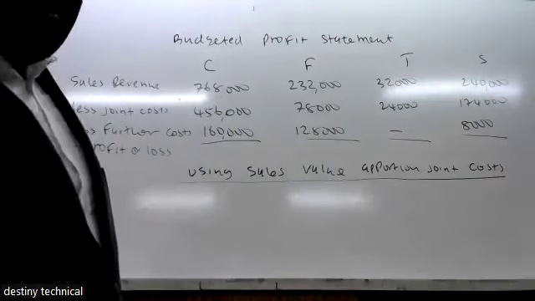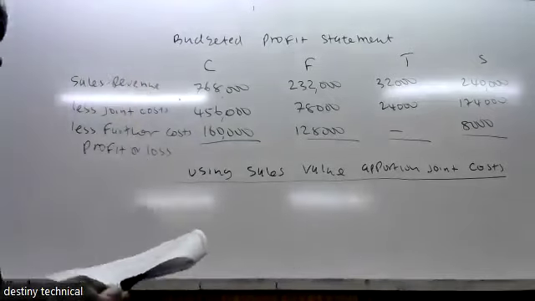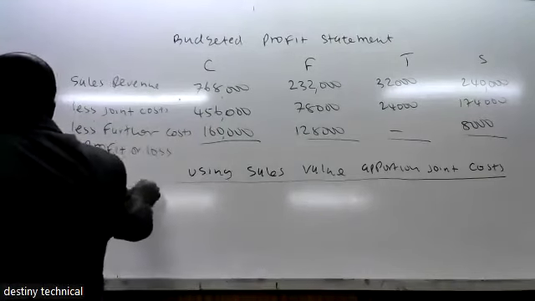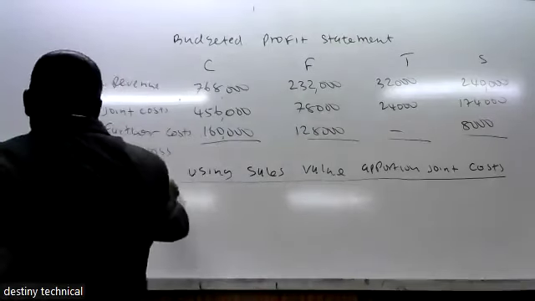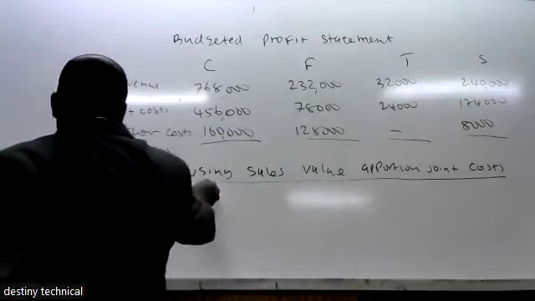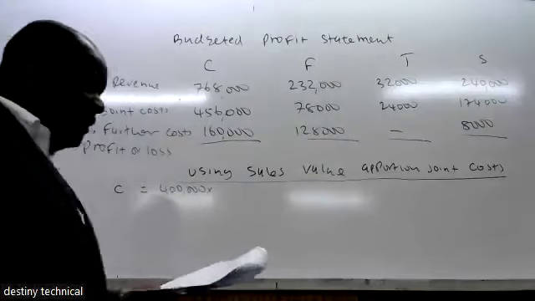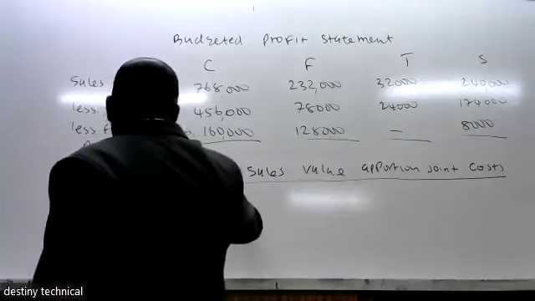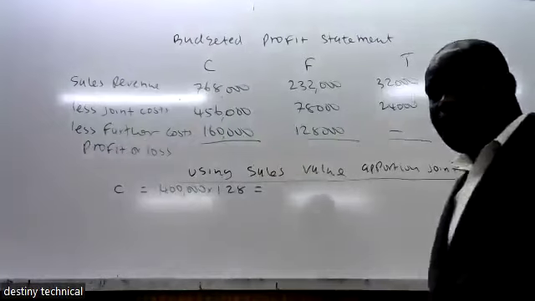They have given you the new selling price. You start with product C. So C, the output in units is 400,000 liters. At the 400,000 liters, in note number 3, the selling price per liter is 1.28. So you get that figure.